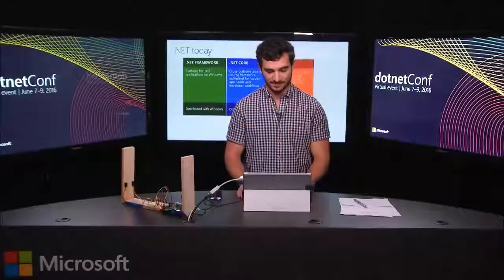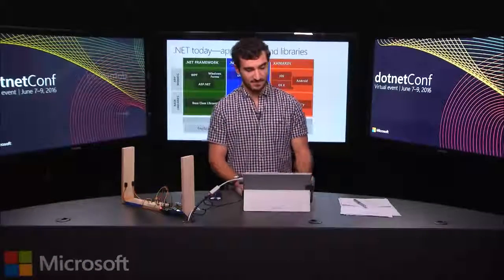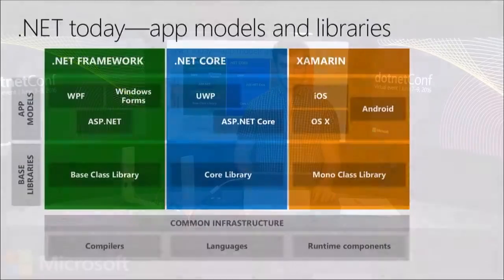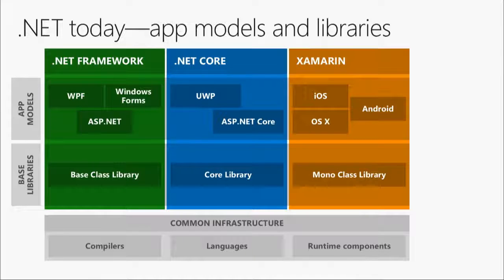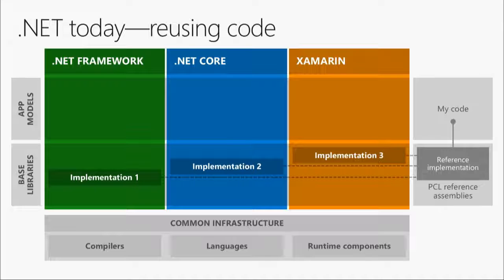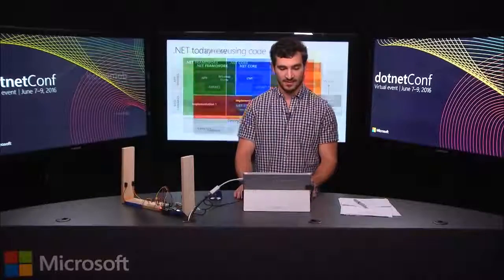That's really powerful. Finally, as you can see here, each of the different modern frameworks has a slightly different app model and different base libraries, which made code reuse a little more difficult. But we tried to tackle that problem with the concept of portable class libraries. What that means is that there were reference implementations for each of the .NET base class libraries, and you could write your code on top of those reference implementations and then share them across these different frameworks. Well, that's the world today, and it's pretty awesome. But it's only going to get better tomorrow.